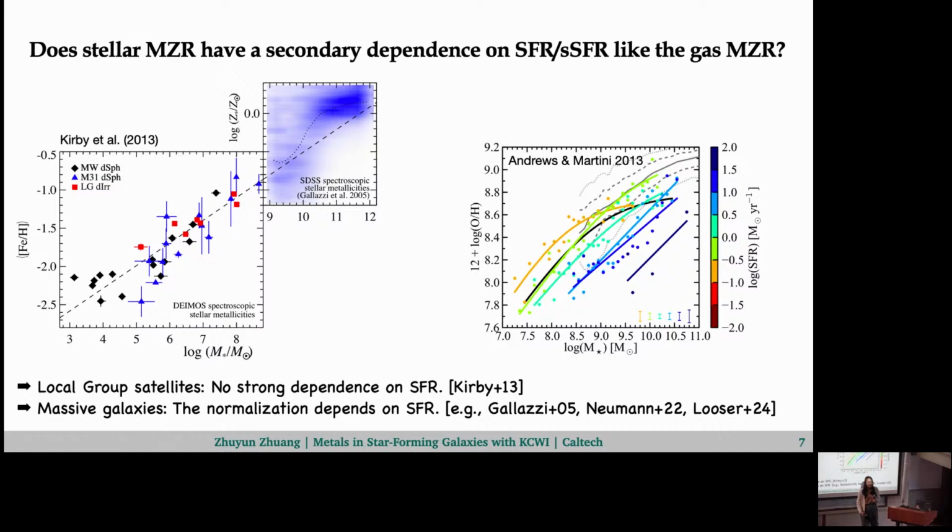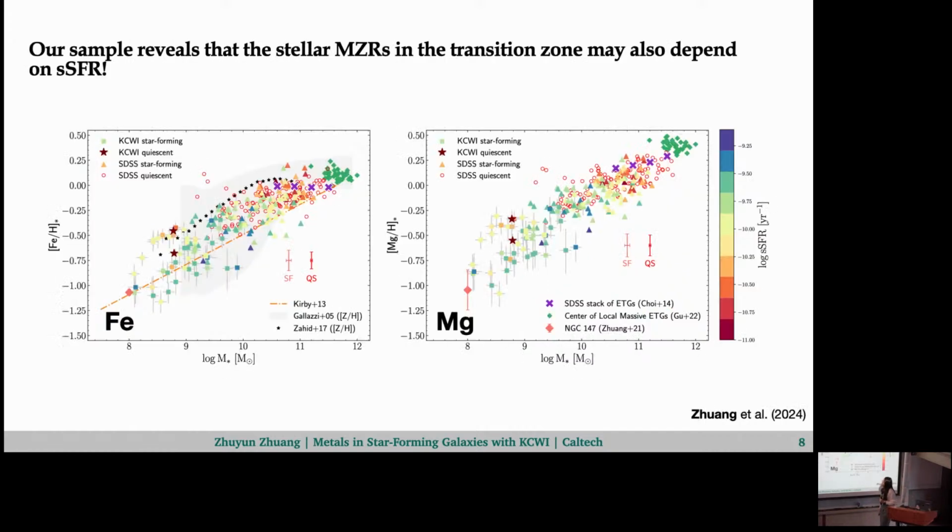But it is much more controversial for the stellar MZR. We know all the galaxies, whether they are forming stars or not, are found on this one universal stellar MZR, while we do see a much larger scatter in the MZR of massive galaxies. And many works have suggested this might be related to changes in the star formation rate. So we want to know what would be the case for our sample. And that's how we constructed the stellar MZRs, not only for iron, but also for magnesium. So in these plots, all the rectangles with gray error bars are the star-forming galaxies in our sample. I also have these two dots showing the quiescent galaxy as a reference.